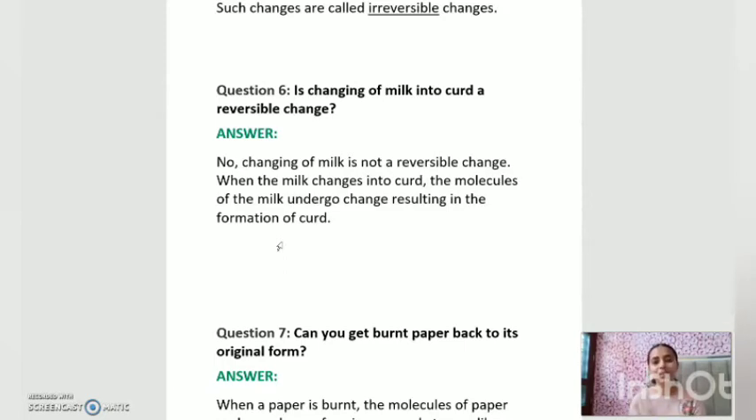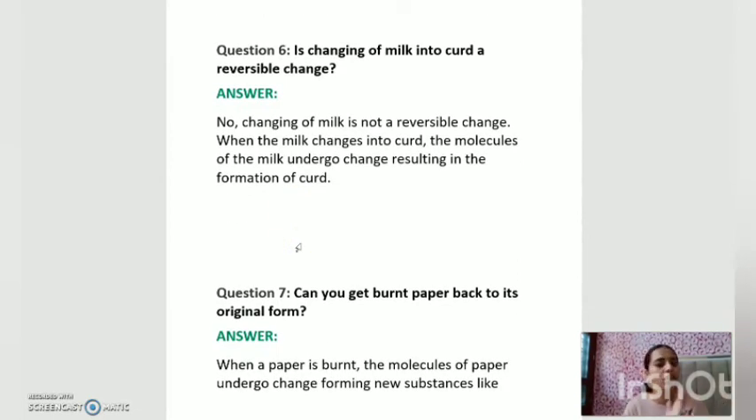It is a little bit confusing, but it is very easy. See, you eat curd that is made from milk, right? Is milk made from curd? No, curd is made from milk, but curd cannot be converted back into milk, right? So see here, as the reason is written here, no, changing of milk is not a reversible change. When the milk changes into curd, the molecules of the milk undergo change, resulting in the formation of curd, right? You have to write this reason.